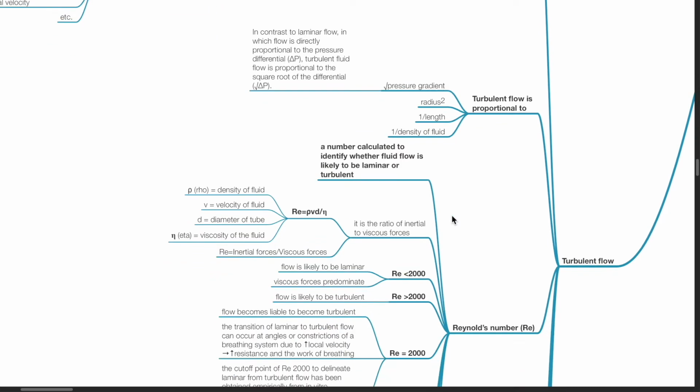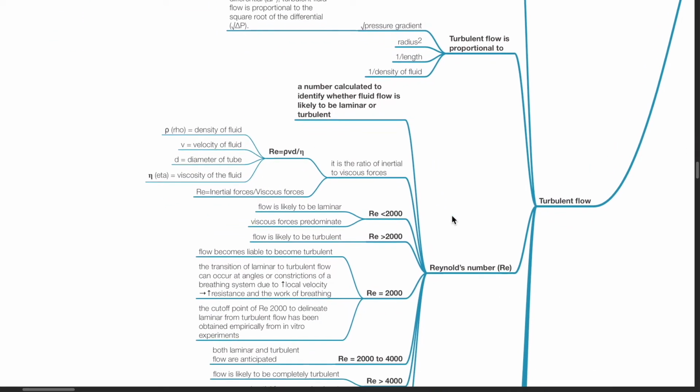Turbulent flow is proportional to the square root of the pressure gradient. Unlike laminar flow, which is proportional to the pressure gradient, turbulent flow is also proportional to radius to the power of 2, 1 divided by length, and 1 divided by density of the fluid.